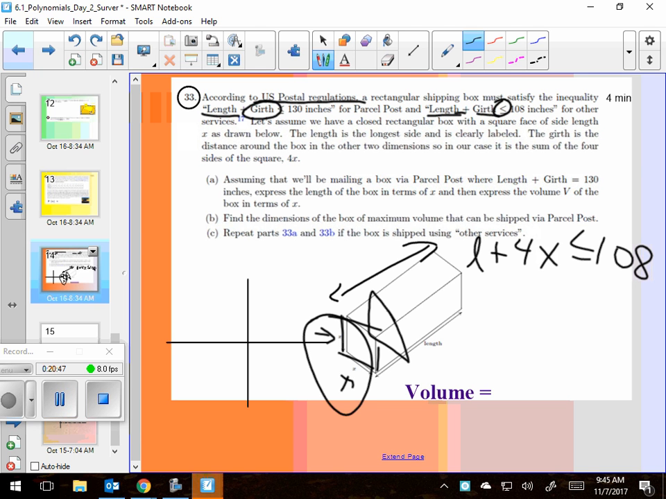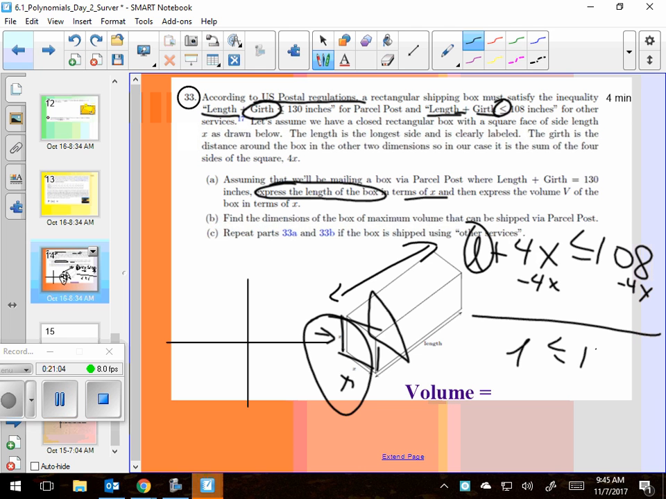All right. Now it says express the length of the box in terms of x. Whew, there, I got length. They just want me to solve it for the length then. If you want length in terms of x, if I want to solve this for the length, I just have to subtract 4x from both sides. I got length less than or equal to 108 minus 4x. That is the length, L, in terms of x. Has an x in it.